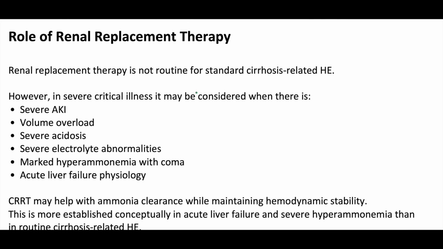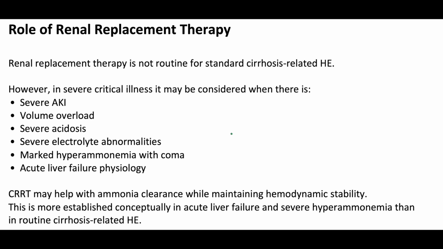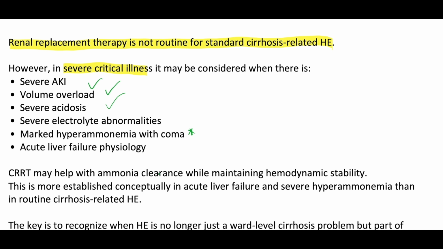All right, what's the role of renal replacement therapy for these patients? Well, in general, renal replacement therapy is not routine for just standard cirrhosis-related hepatic encephalopathy, but in severe critical illness, it may be considered, right? You might have refractory hepatic encephalopathy, marked hyperammonemia with coma, cerebral edema, or just acute renal failure, volume overload, severe acidosis, all that kind of stuff, because CRRT actually helps with ammonia clearance. And this is best established conceptually with acute liver failure and severe hyperammonemia, but you can do it for cirrhosis-induced hepatic encephalopathy as well.